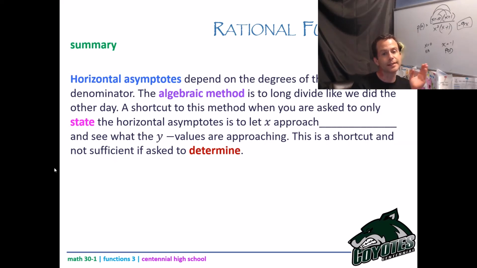A shortcut to this method is when you're asked to only state the horizontal asymptotes. If you're only asked to state, and I don't need work to back you up, you can let x approach infinity. So put a really, really big number in for x and see what's happening to y. Okay, this is a shortcut if you're not asked to determine. If you're asked to determine, you would need to long divide.